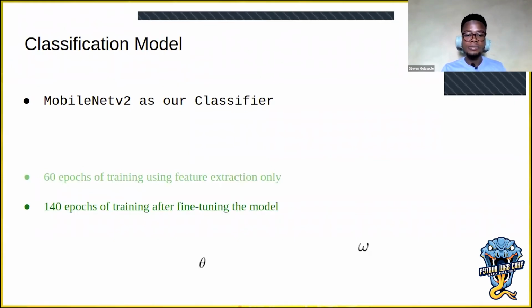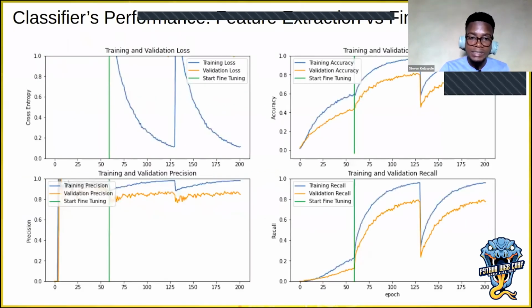Then in the next step, because the feature extractor approach wasn't working too well, we trained across 140 epochs, and we fine-tuned the MobileNetV2 at 152 layers. So we retrained the top 52 layers, right? We fine-tuned them, and then we trained across 140 epochs of training. And in the end, this is our model performance, comparing the feature extraction to the fine-tuning approach.